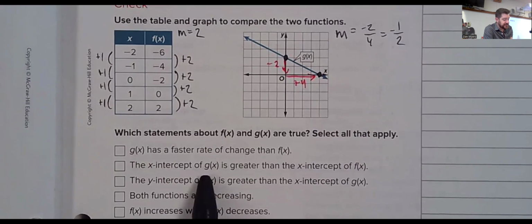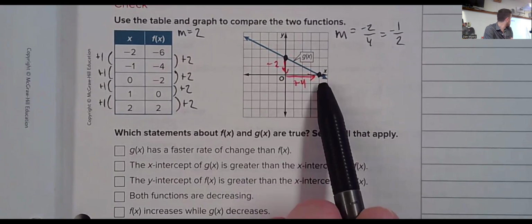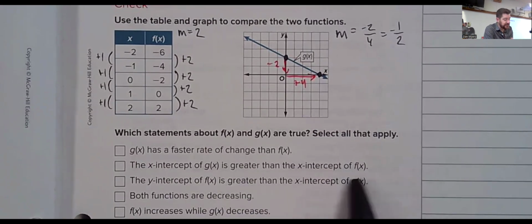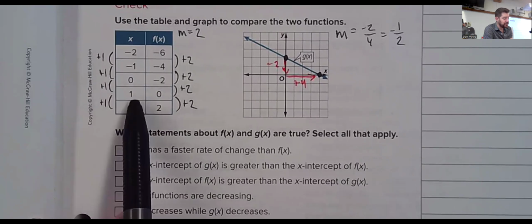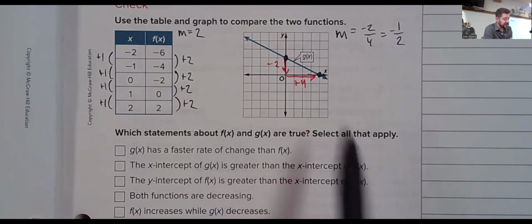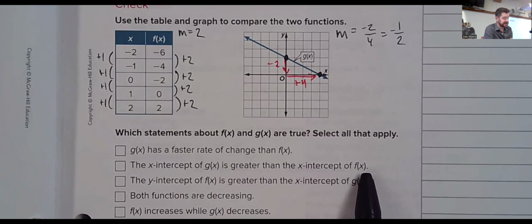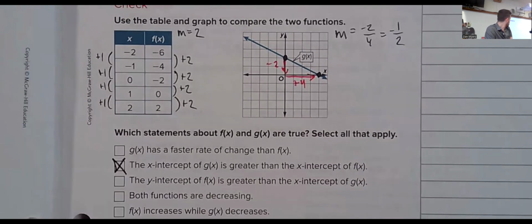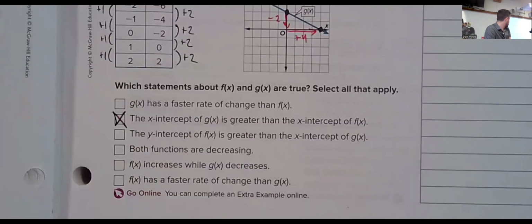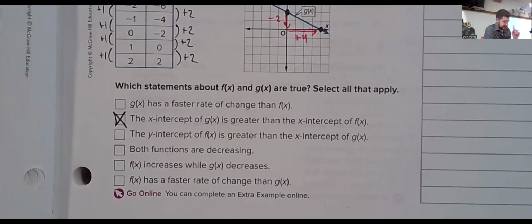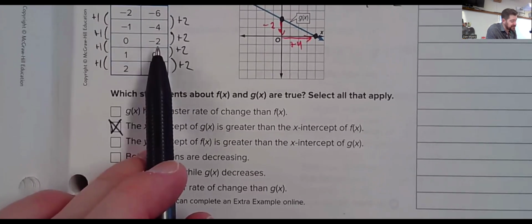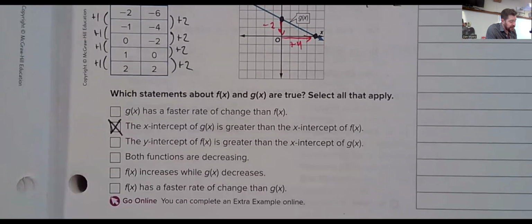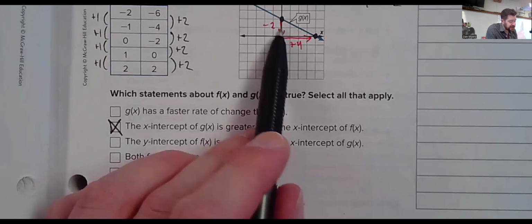The x-intercept of g of x here is 4, is greater than the x-intercept of f of x. So when y is 0, the x value is 1. So we have an x-intercept of 1. We have an x-intercept of 4. G of x is greater than f of x for the x-intercept. Yeah, that's true, because 4 is greater than 1. So that's true. The y-intercept of f of x, so we're starting with f of x this time. So that would be x value of 2, y value is -2. So the y-intercept on f of x is -2. And the y-intercept of g of x is +2.